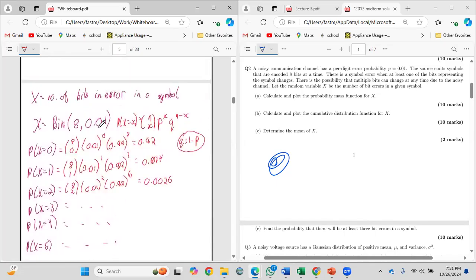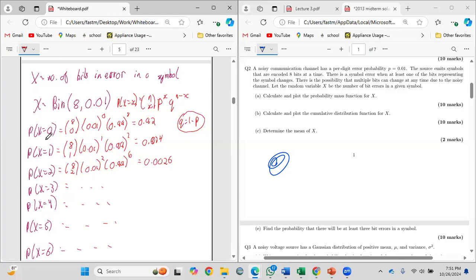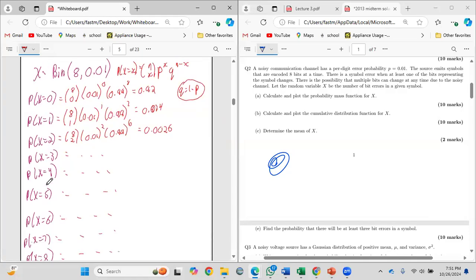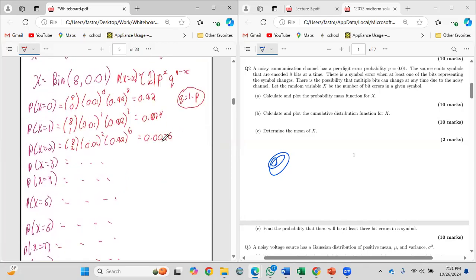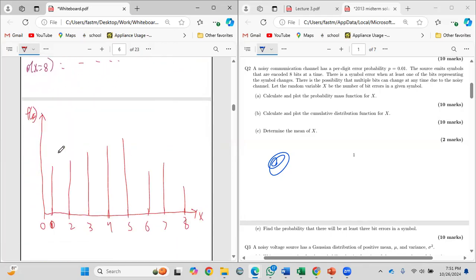So that's the idea. You use the equation, calculate the probabilities for each value in your set, 0 to 8, and you will have the calculated probabilities for each, and here just sketch it. So you will know which line is higher or lower, and that would be a PMF.